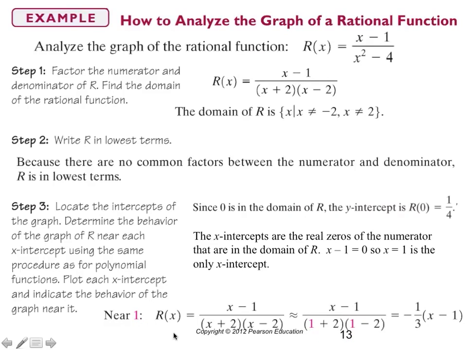Now near 1, in order to find that behavior, we do the same thing that we did with polynomials. We can't actually plug 1 into our numerator because it would just make it 0, but what we can do is plug 1 in to our denominator x's. So we have 1 plus 2 times 1 minus 2 in our denominator, and we still have this x minus 1 up top. This is going to simplify, and we have negative 1/3 times x minus 1, which we know is just going to be a line, okay, with a slope of negative 1/3.